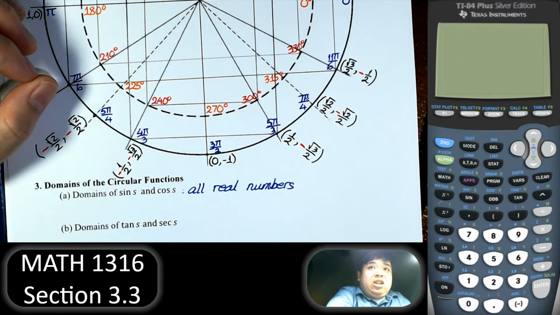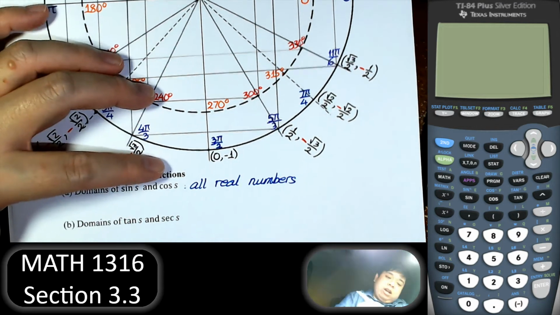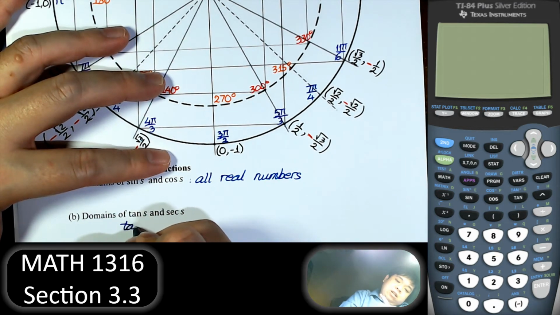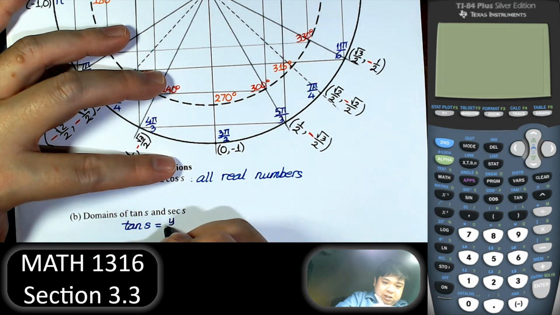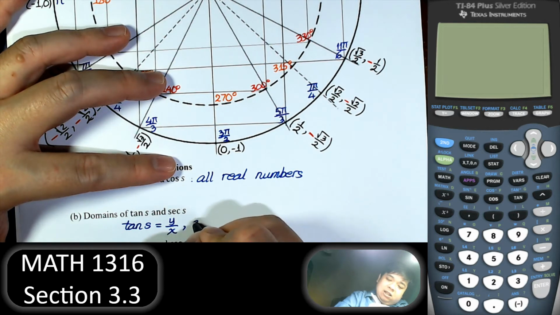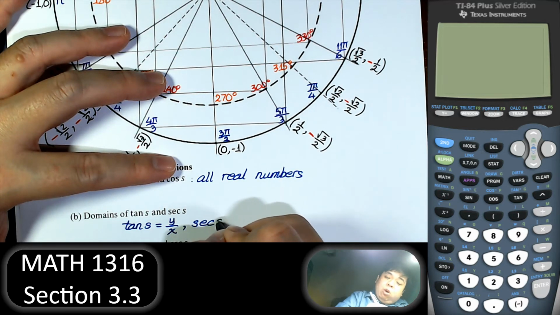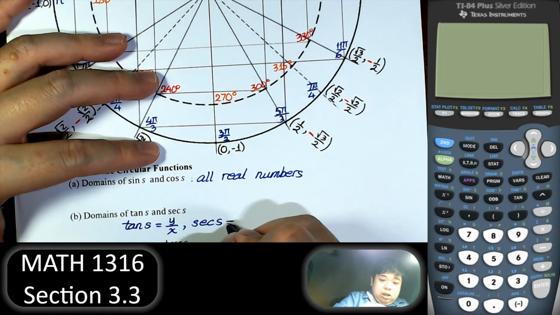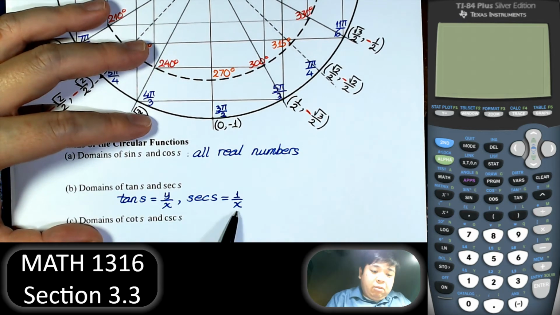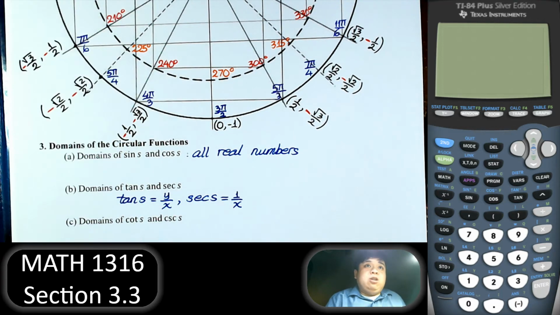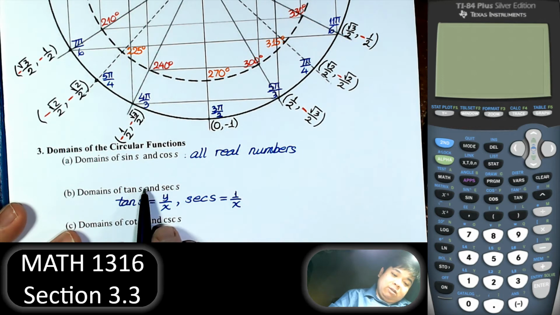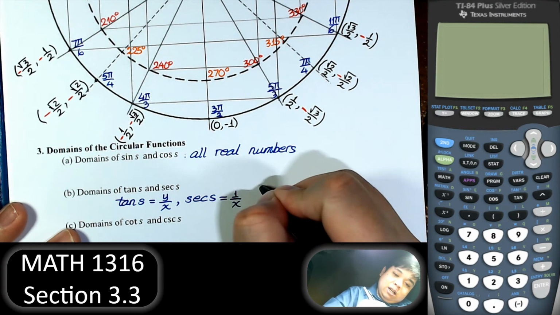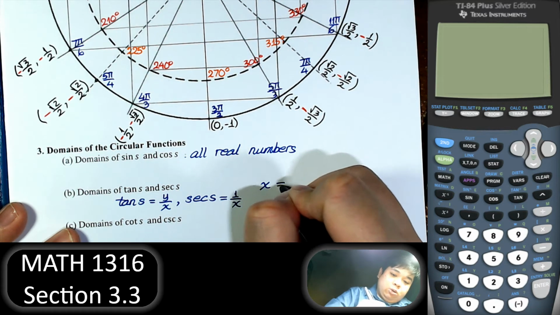Now how about tangent and secant? Now let's write the definition out. Tangent is y over x, and secant is the reciprocal of cosine, which is 1 over x. Now both of them are divided by x. The domain, of course, is that the denominator cannot equal 0. So the domain of tangent and secant is x not equal to 0.